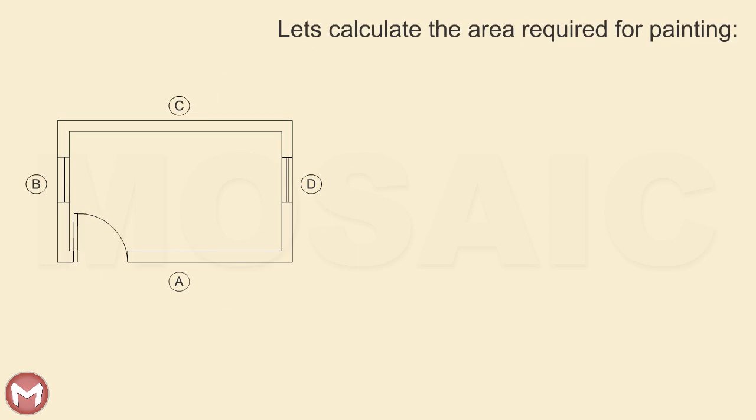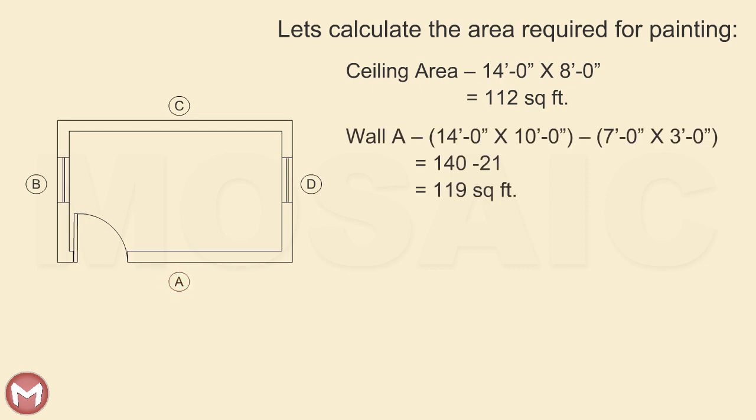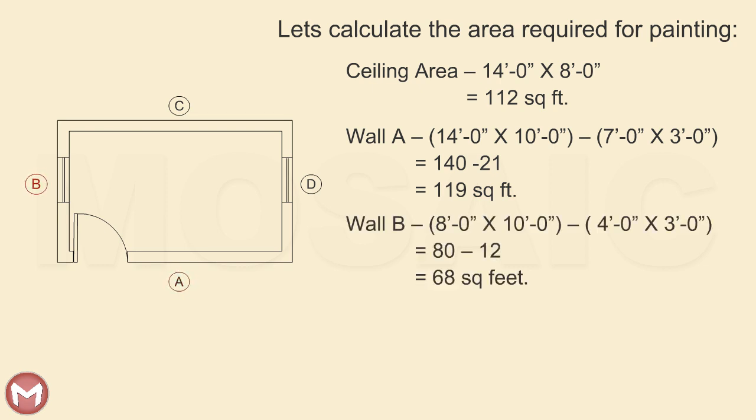Let's calculate the area required for painting. Ceiling area is 14 feet by 8 feet, equals 112 square feet. Wall A is 14 feet by 10 feet, minus 7 feet by 3 feet, equals 140 minus 21, equals 119 square feet. Wall B is 8 feet by 10 feet, minus 4 feet by 3 feet, equals 80 minus 12, equals 68 square feet. Wall D is same as wall B, equals 68 square feet.